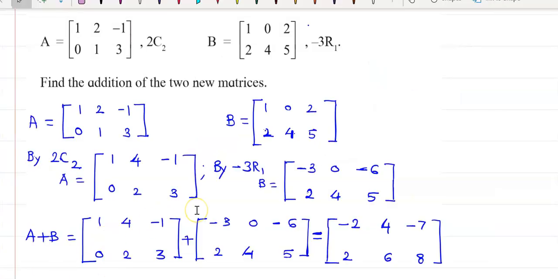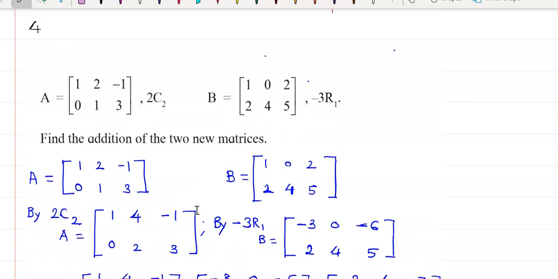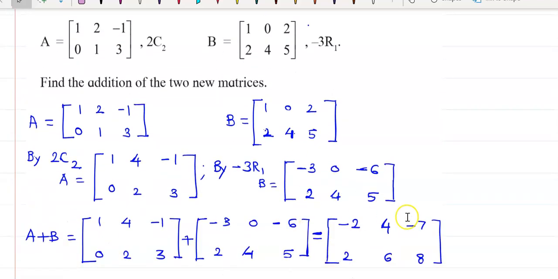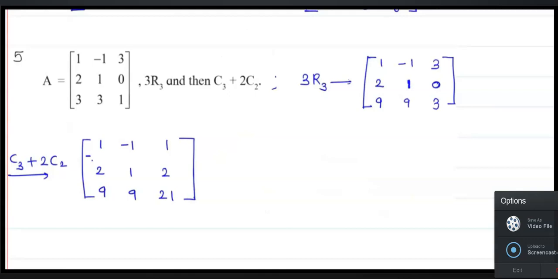Now you can see this again here. This is question number 4. This is the answer. Now question number 5.